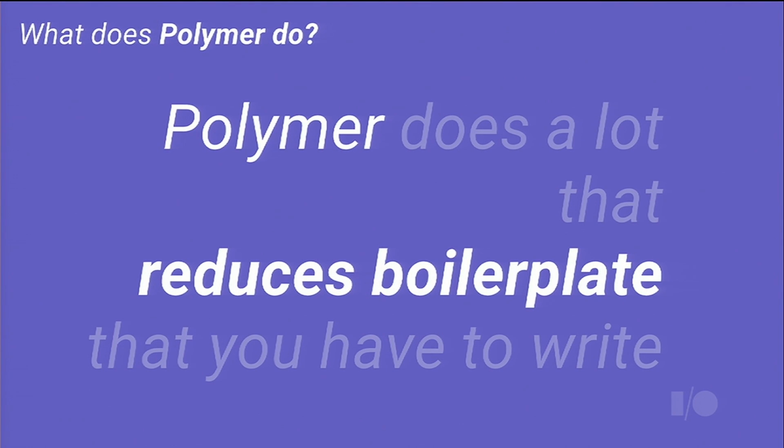And Polymer reduces boilerplate. So for various very legitimate reasons, primitive APIs can require a lot of boilerplate code or quirks that can get really, really repetitive. Our goal with Polymer is to reduce the code that developers write to just what is unique to their application. So DRY is our motto, don't repeat yourself.